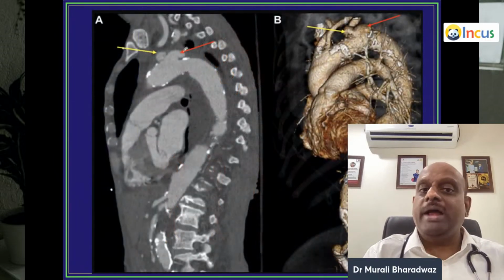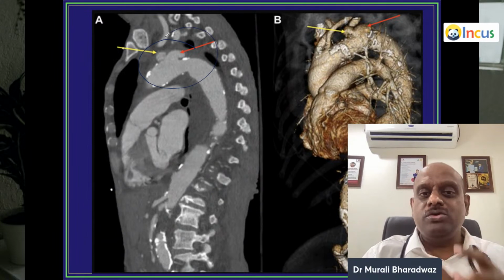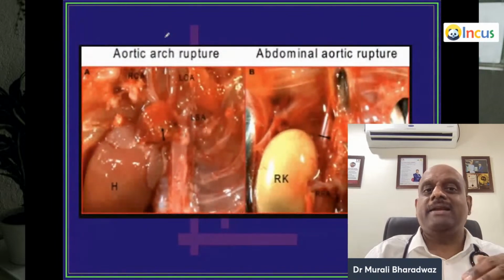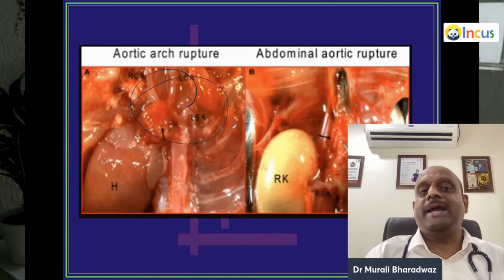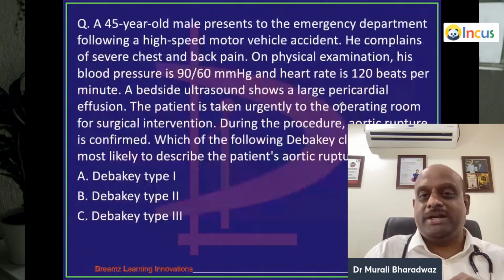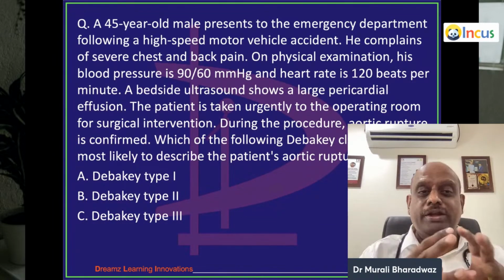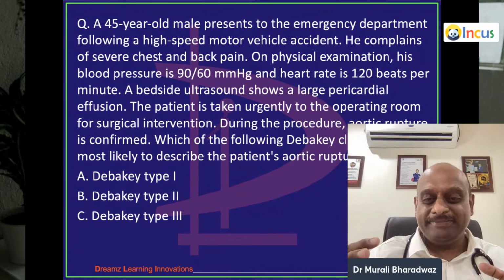So this is how the point of the ligamentum is the most common location where the tear of the aorta, aortic arch rupture, typically happens. This is an example of how an abdominal aortic rupture can occur. So what we do is we read a bit of theory.